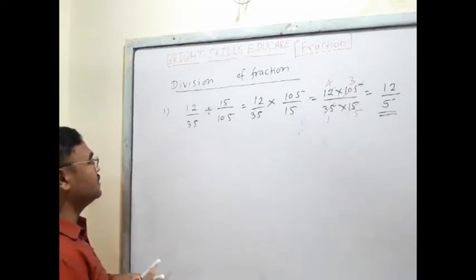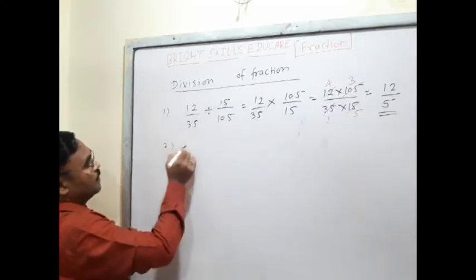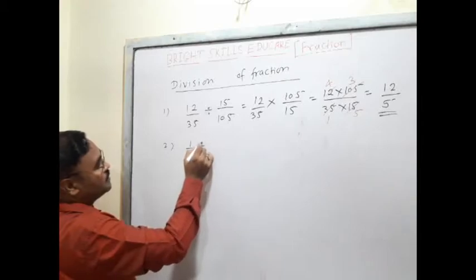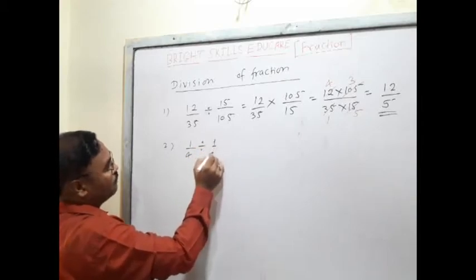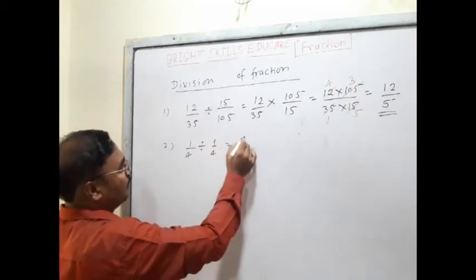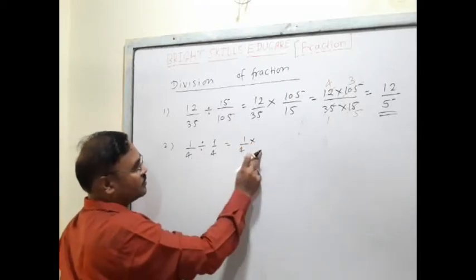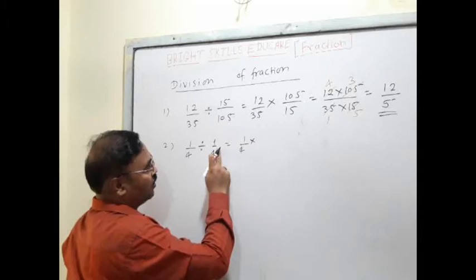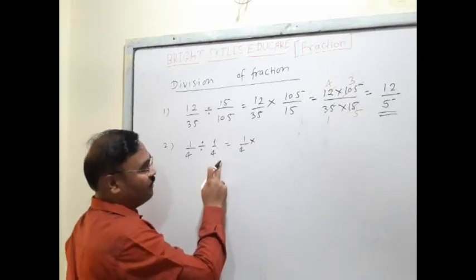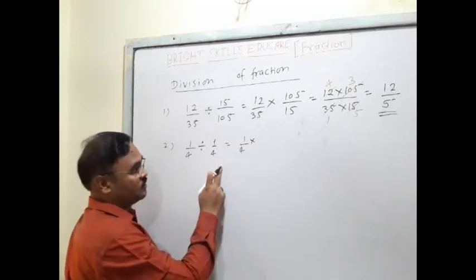Another sum, students. If 1 upon 4 is divided by 1 upon 4, how much will it come? 1 upon 4, division becomes multiplication, and write down the reciprocal of 1 upon 4. Even you can say multiplicative inverse.